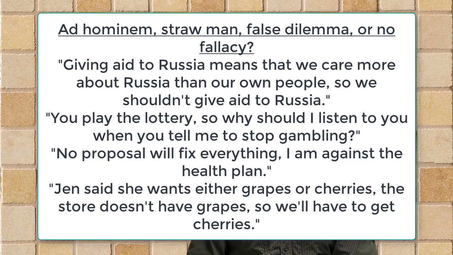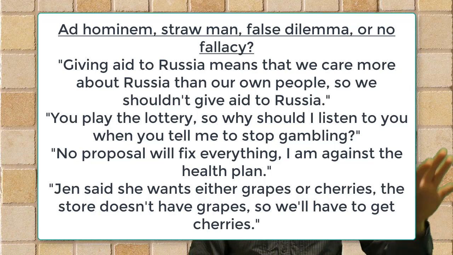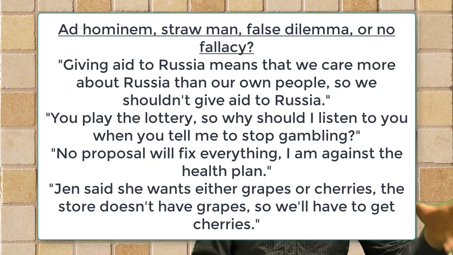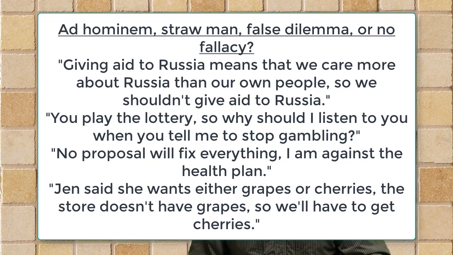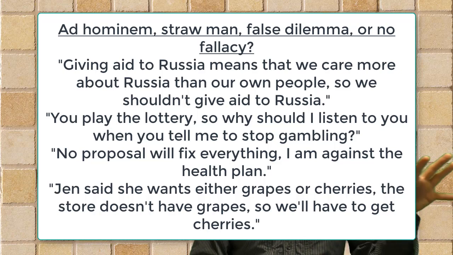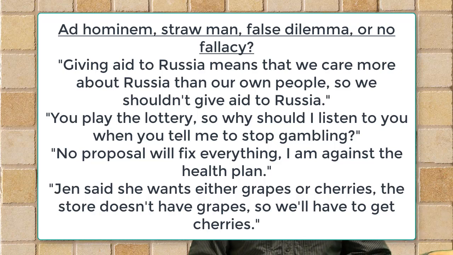Just because of the person's characteristics, playing the lottery, that other person is deciding, well, you're telling me to stop gambling, I'm not listening to your argument just because you play the lottery. Right? They don't ever consider that maybe even if that person plays the lottery, their gambling habit might be a problem as well. So instead of dealing with the logic of whether it's good or bad to play the lottery, they focus on the personal characteristics of the person they were speaking to regarding gambling. So once again, that's an ad hominem fallacy.